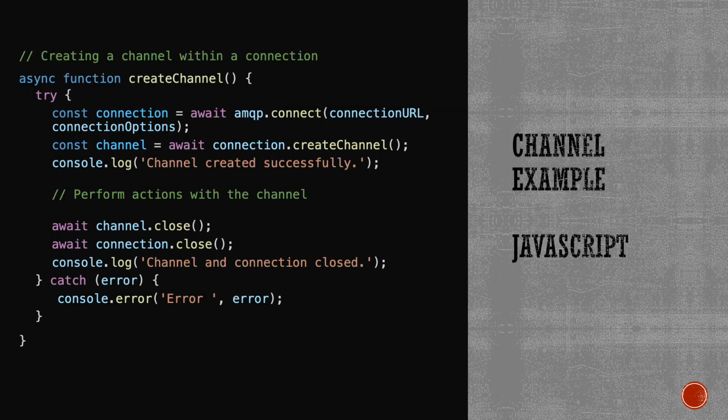The createChannel function is defined as an async function that creates a channel within a connection using the connection.createChannel method. It takes care of error handling as well. Inside the createChannel function, you can perform any desired actions with the channel, such as declaring queues, binding exchanges, or consuming messages. Finally, the code closes the channel and connection using channel.close and connection.close.